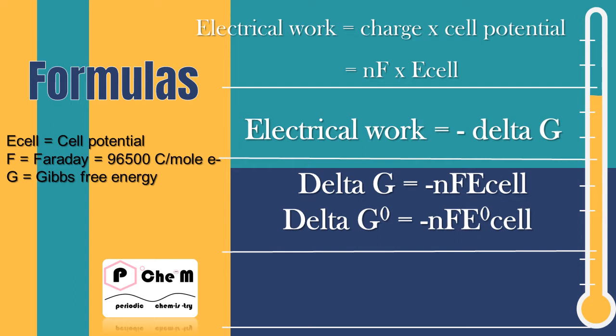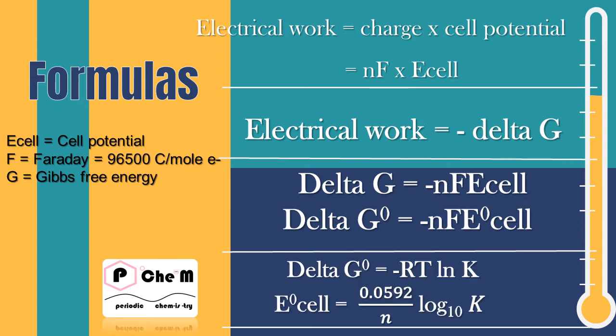Also, when we take this in standard states, that is when concentration is 1 molar, pressure is 1 atmosphere and temperature is 25 degrees Celsius, we can write this equation as delta G naught equal to minus nF E naught cell, where E naught cell is the standard cell potential and delta G naught is the standard Gibbs free energy. Another equation in this topic is delta G naught equal to minus RT ln K. This gives a relationship between Gibbs free energy and the equilibrium constant.